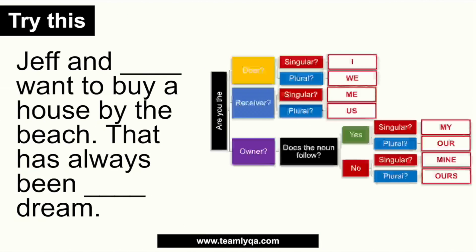So, dalawa. Let's pull out yung ating chart, no? Okay, so now that we have the chart, balikan natin yung tanong. Sabi, Jeff and blank want to buy a house by the beach. So, ang tanong dito, sino ba yung bibili or may gustong bumili ng bahay? Kasama ka ba dun? Okay, now of course, in this case, if a flowchart lang natin, gamitin natin yung kulay na purple, are you the, ano siya, doer siya? Kasi gusto niya rin yung bumili ng bahay.